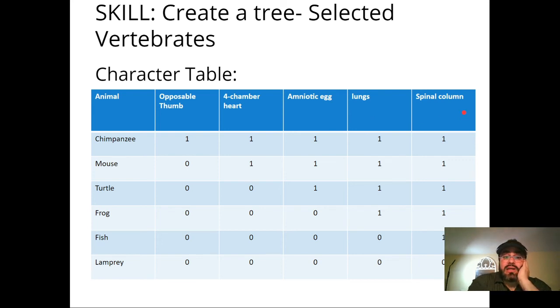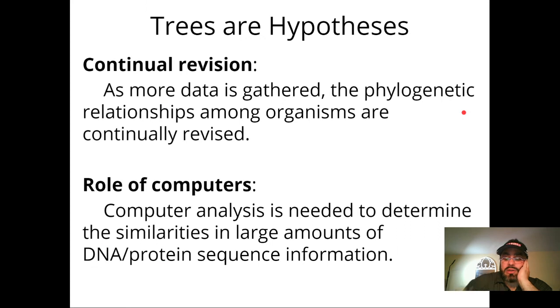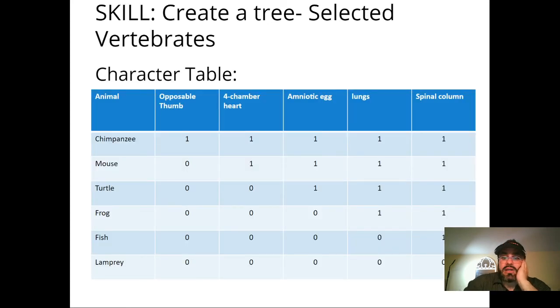And so chimpanzees have all of those things. Chimpanzees have opposable thumbs, they have 4-chamber hearts, they have amniotic eggs, they have lungs, and they have a spinal column. A mouse, on the other hand, does not have opposable thumbs, but they have the other remaining 4. A turtle does not have opposable thumbs, does not have a 4-chamber heart, but it does have an amniotic egg. They have lungs and they have a spinal cord.